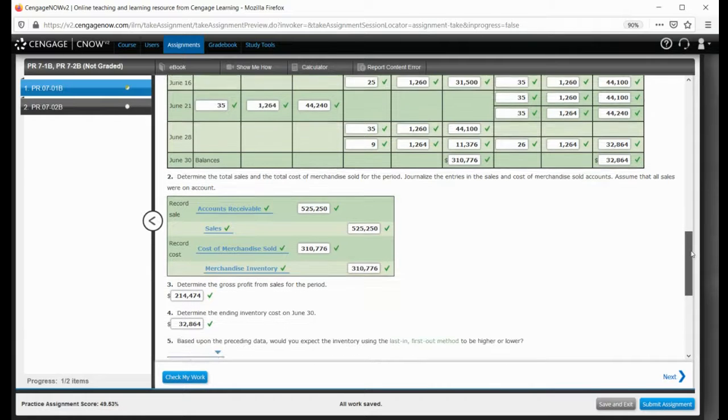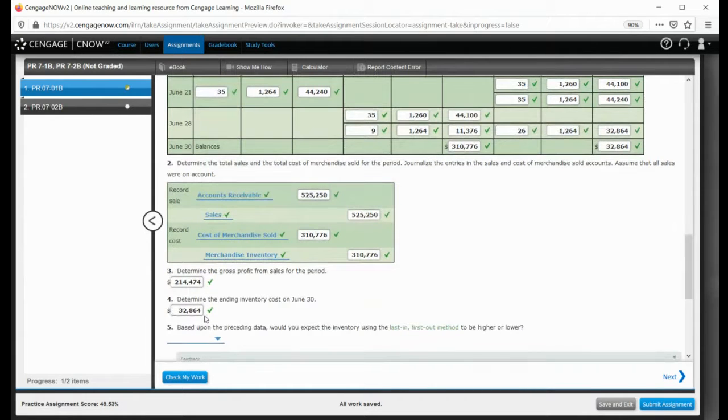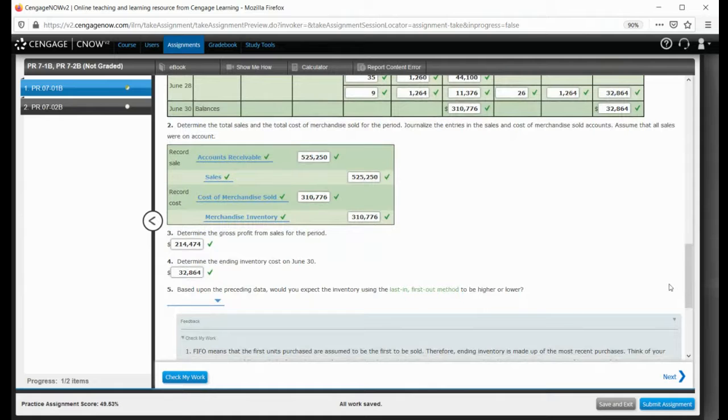That's your ending inventory, and this will end up on your balance sheet in the merchandise inventory account that goes with your current assets. That's something that we learned last chapter. So we're just adding to basically what you learned in the last chapter.